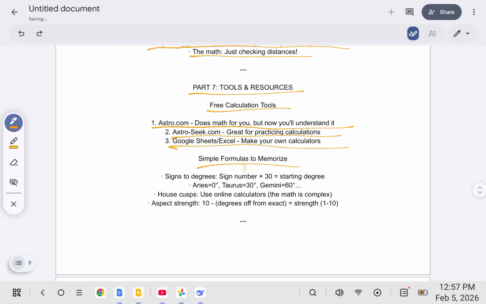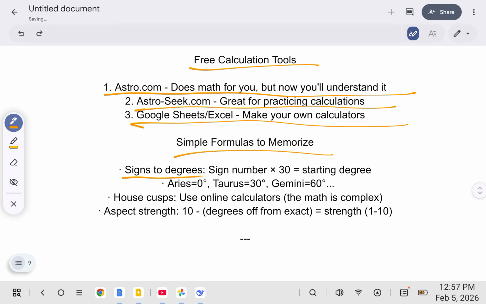Simple formulas to memorize. Sign number multiplied by 30 equals the starting degree. Aries equals 0 degrees, Taurus equals 30 degrees, Gemini equals 60 degrees, and so forth. So, house cusps can use online calculators. The math is complex. Aspect strength, 10 subtracted by the degrees off from exact equals strength, so 1 through 10.